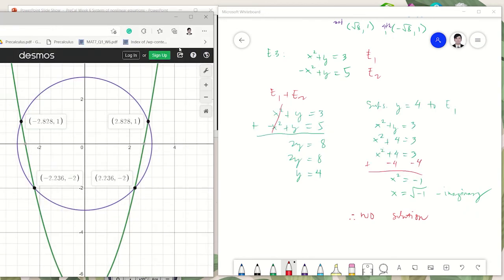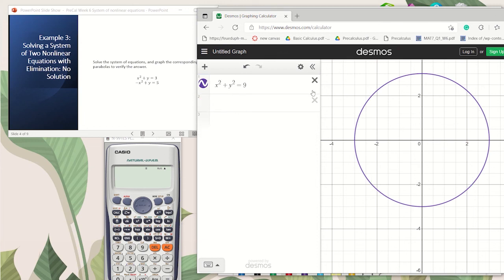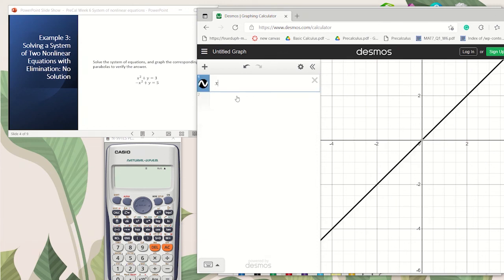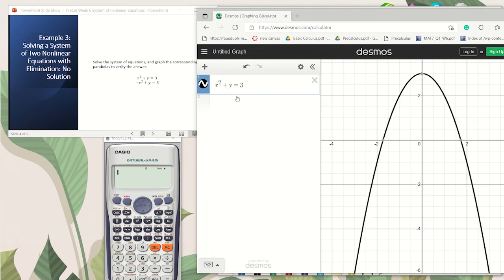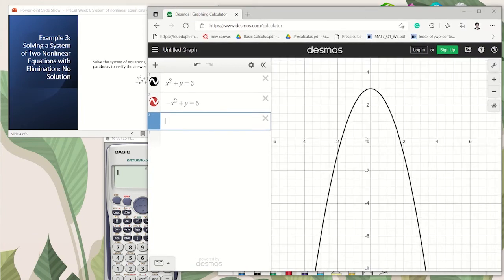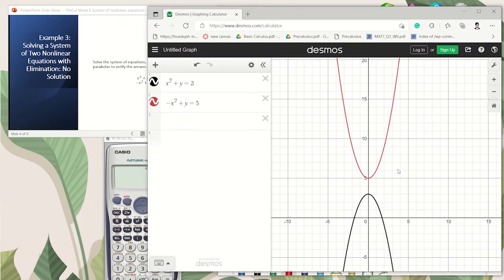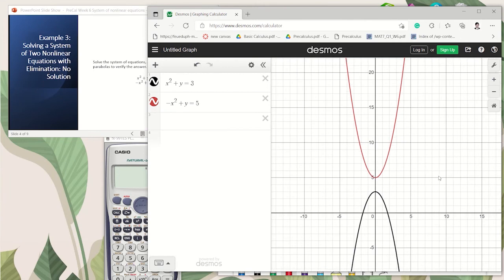Okay, so let's try to verify if that is true. We're gonna use Desmos again to easily graph our two equations. So we have x squared plus y is equal to 3. That's a parabola, and negative x squared plus y is equal to 5. If we zoom out, notice that the opening of our second equation is upward and the other one is downward. And they don't have any intersection at all. That's why our final answer is no solution.